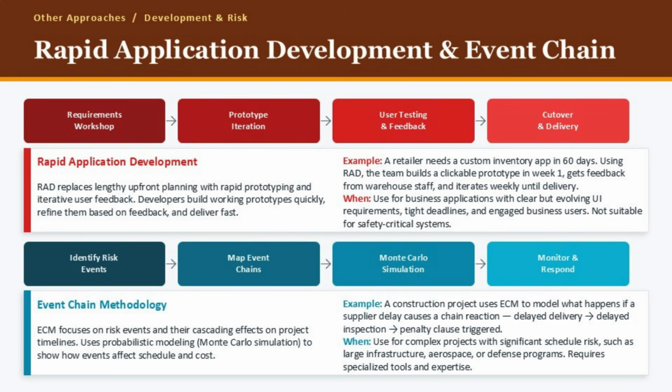Imagine a large construction project. A supplier delivers materials 2 weeks late. That delays the inspection, which delays the handover, which triggers a penalty clause. ECM maps this chain of events mathematically, so project managers can see the probability distribution of outcomes, not just a single optimistic end date. It's the right tool for aerospace, defense, large infrastructure, and any project where risk management needs to be quantitative, not qualitative.